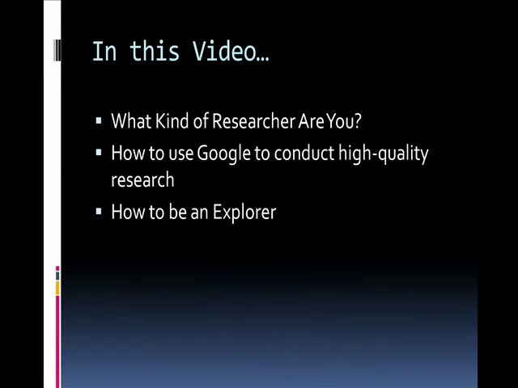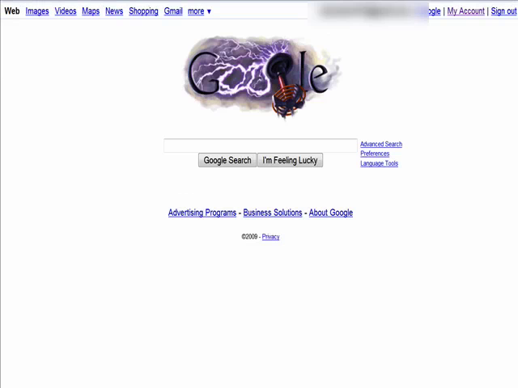In this video, you'll learn what kind of researcher you are, how to use Google to conduct high-quality research, and how to be an explorer. You probably hear conflicting messages about using sites like Google. I'm going to show you some strategies in which you can use Google to advance your research skills in sites such as a library database, which can be pretty confusing if you're not used to library databases.